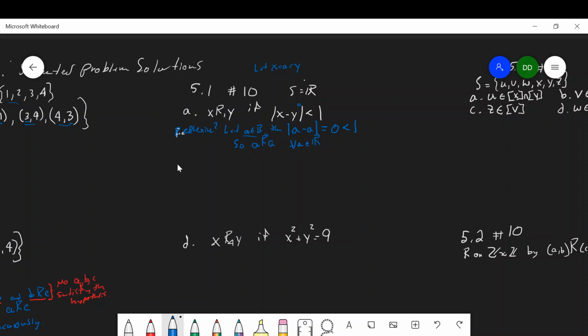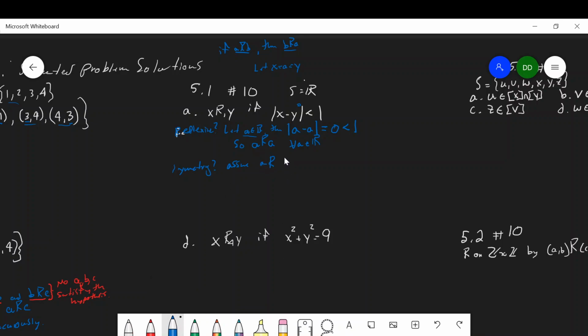Cool. What about symmetry? I did post about this one on the discussion board, but maybe you didn't see it. So is this thing symmetric? So assume X is related to Y. Remember, symmetry is if A relates to B, then B relates to A. So we're going to look at all pairs where A is related to B and check and see if B is related to A. So if A is related to B, or let me change that to A and B. Why not?